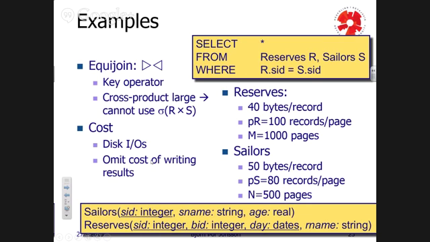When we do the formulas here, we basically omit the cost of writing the results. So all the formulas are skipping that. And we have a join that's selecting everything from reserves and sailors on a key foreign key pair. Reserves has 1,000 pages, so it's a bigger table, 40 bytes per record, so 100 records per page, and sailors 50 bytes per record, 80 records per page. So when we do calculations, these are the things we use.